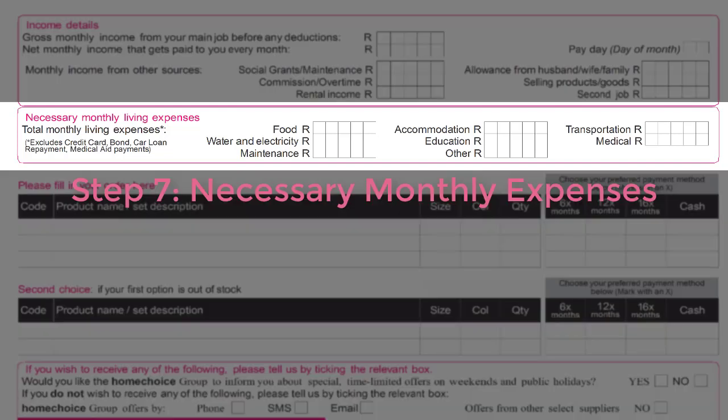The necessary monthly living expenses section is used to determine the credit limit of the customer. Inform the customer that expenses such as credit cards, bonds, car loan repayments, and medical aid payments are excluded. Probe your customer with questions like who pays for food and electricity, as this could be paid by the husband or wife. We require the breakdown of their total monthly living expenses like food, accommodation, transportation, water and electricity, education, medical, maintenance, and any other expenses they may have.